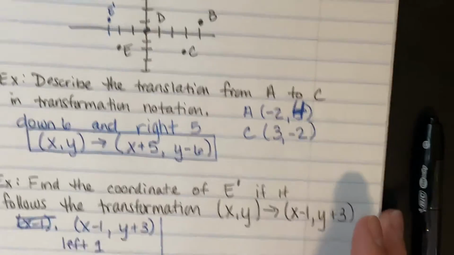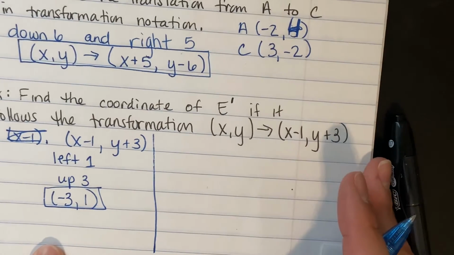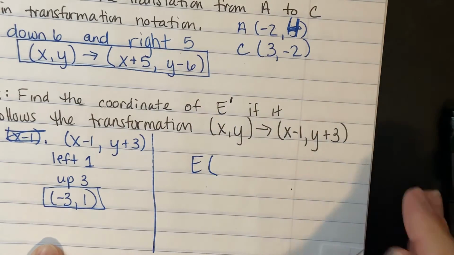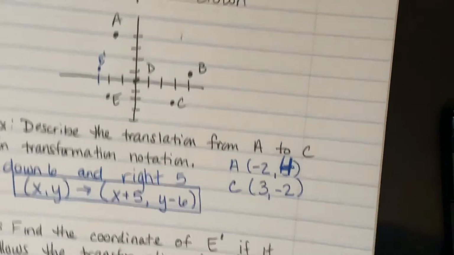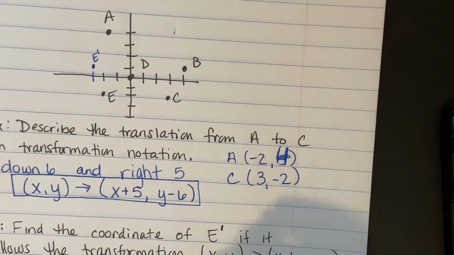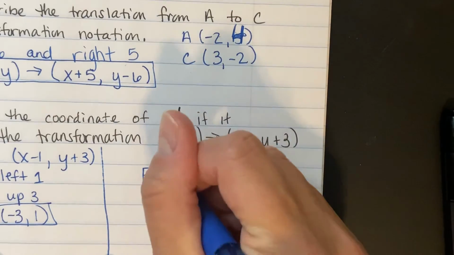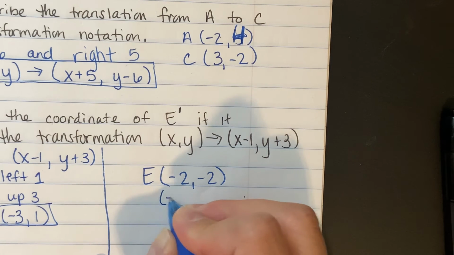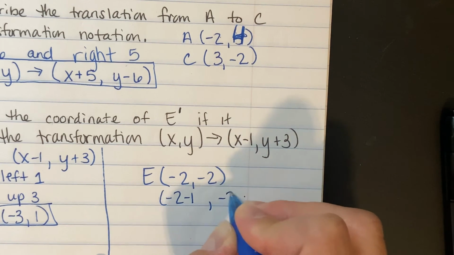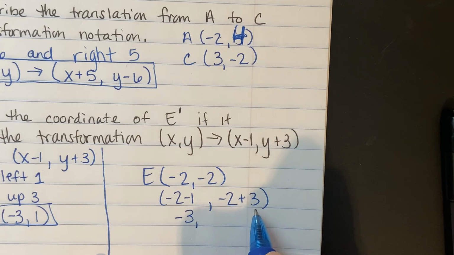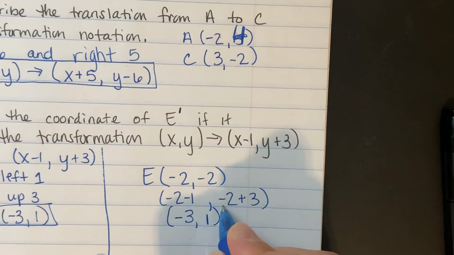Now another way you can do it, let's say you don't like to do it that way. Well, let's find point E. Where is point E on my graph? I say it's right here, at negative 2, negative 2, right? So negative 2, comma negative 2. And so I'm going to do negative 2 minus 1 and negative 2 plus 3. Well, what's negative 2 minus 1? It's negative 3, comma, negative 2 plus 3 is positive 1. And we get the same answer.